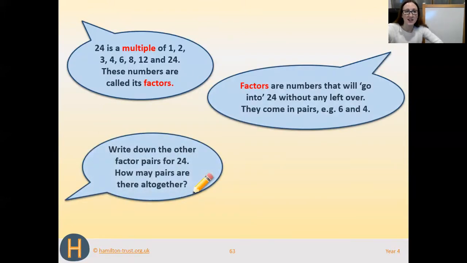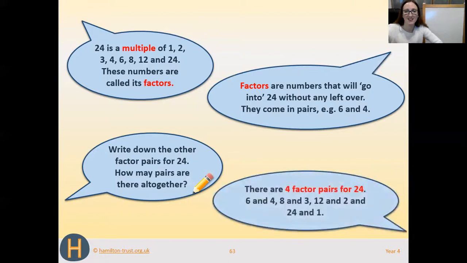It says write down the other factor pairs for 24. How many pairs are there altogether? There are 4 factor pairs for 24: 6 and 4, 8 and 3, 12 and 2, and 24 and 1. And I'm just going to show you now on the board how we would record those as our factor pairs.